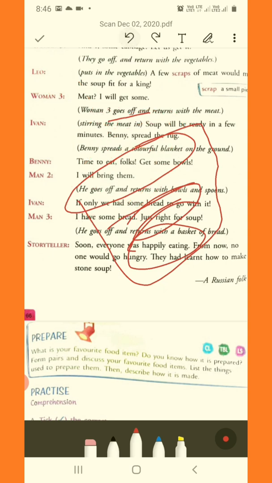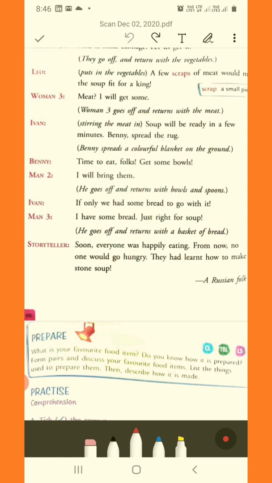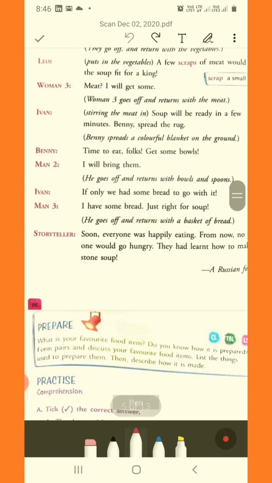So woman 3 goes off and returns with the meat. Now Ivan, what does he say? Stirring the meat in, he says, soup will be ready in a few minutes. Benny spread the rug. Rug is where they are going to sit. So Benny spreads a colorful blanket on the ground.